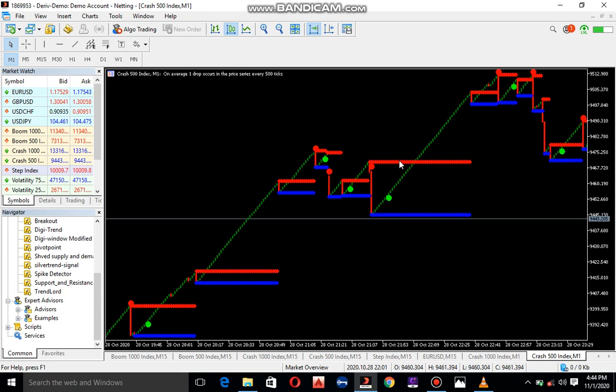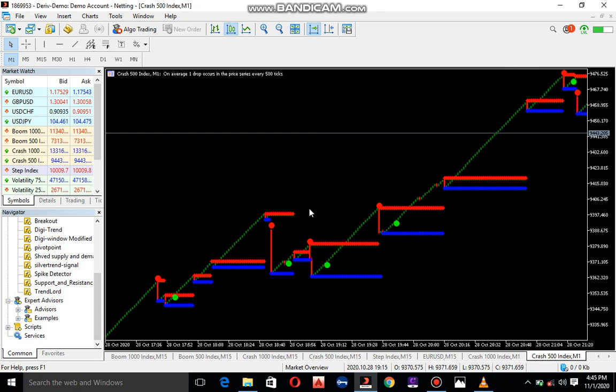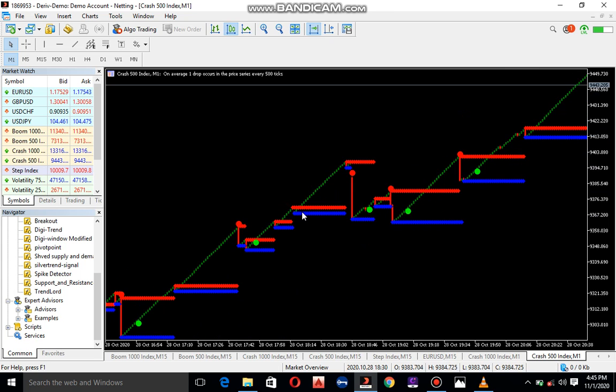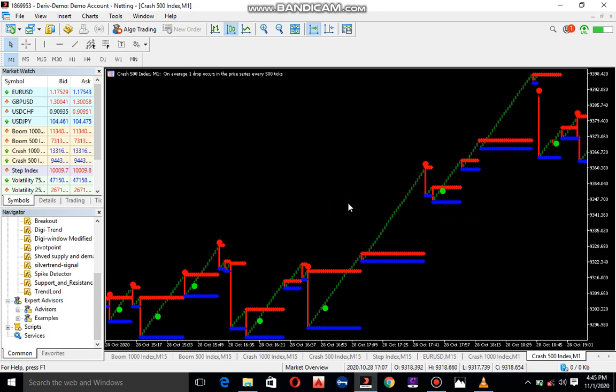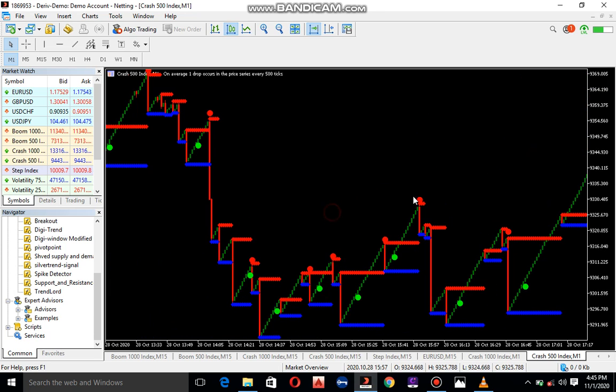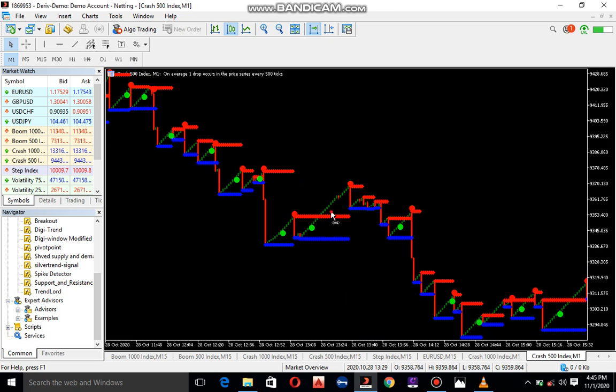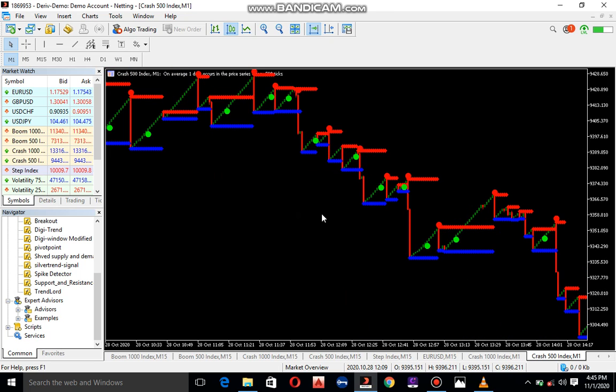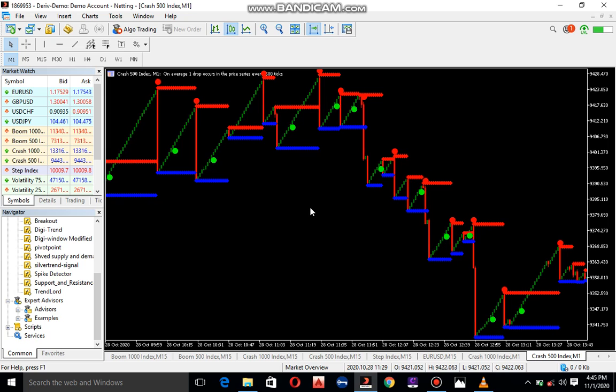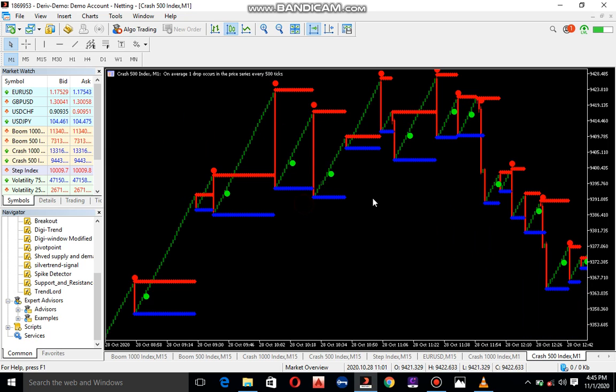All right, today we'll be discussing how to avoid spikes on the crash index. This is the same special indicator I introduced yesterday, where I explained how to use it on Boom, and today I am using it to explain the crash index.